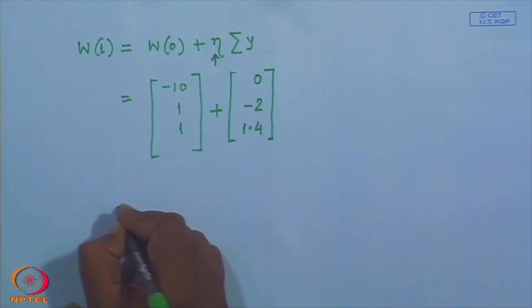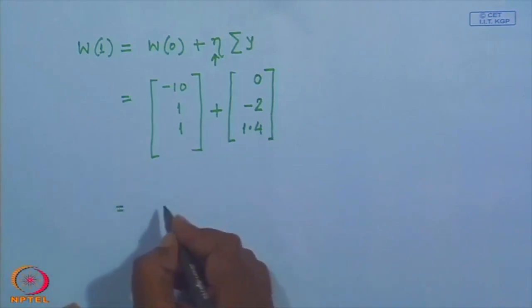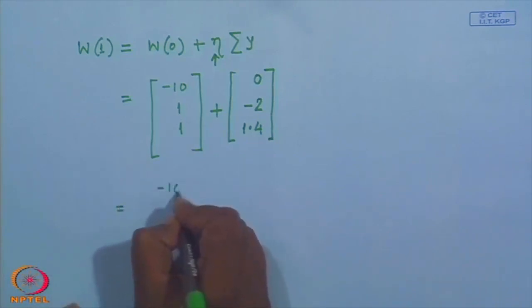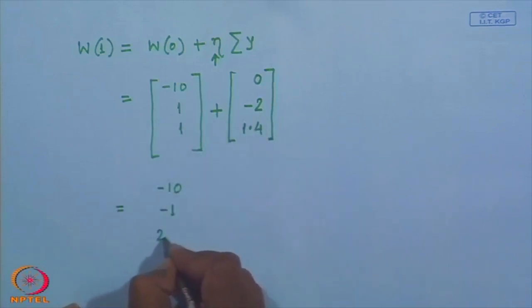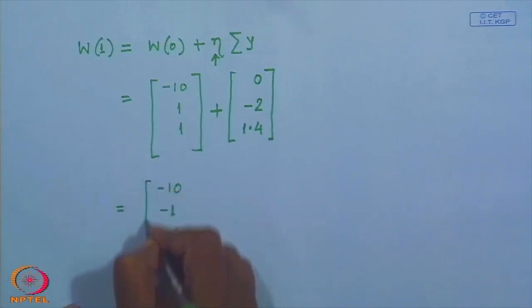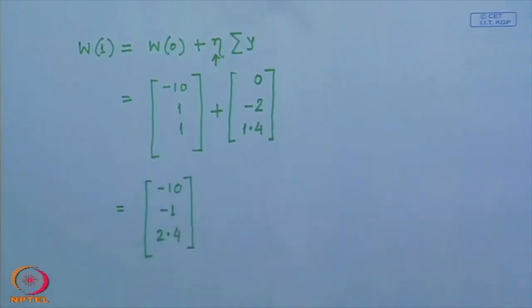So W1 simply becomes minus 10, minus 1 and 2.4. You see how we have modified the weight vector W from W0 to W1. Using W0, I have identified all the samples y which are misclassified. Those misclassified samples are used to modify W0 to get W1.